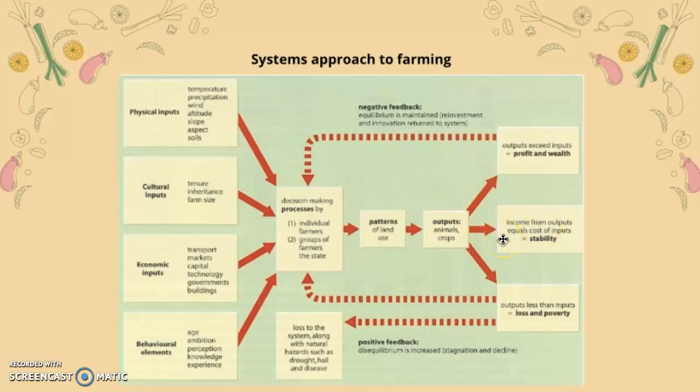There's either income from your outputs equals the cost of input, so your cost equals your revenue. And then you have your profit, where your revenue exceeds your cost, so then you make a profit and you have wealth. That leads to negative feedback, so you can feed that back into the system and keep regenerating it. Or your revenue is less than the cost that you put into the actual thing, so then you get a loss, and that gives positive feedback, which is a loss to the system and leads to environmental damage as well. So this is more disequilibrium rather than maintaining the equilibrium.